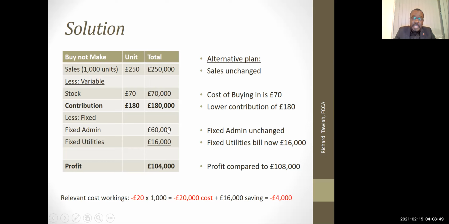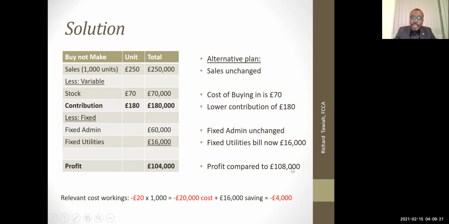Fixed admin cost remains the same. It doesn't change. But then fixed utilities reduces to 16. So at the end of the day, our profit becomes 104. Sales remains unchanged. Cost of buying will be 70, lower contribution instead of the 200. Admin remains unchanged. Fixed utilities will now be 16. It used to be 32, right? Now it's 16.